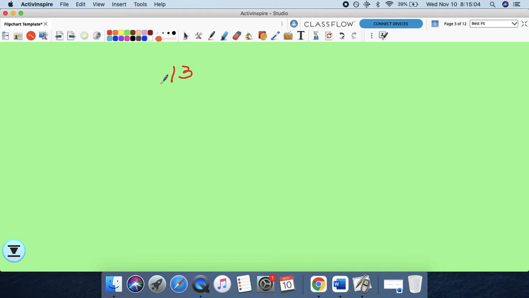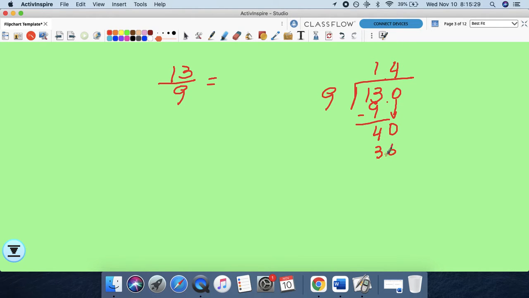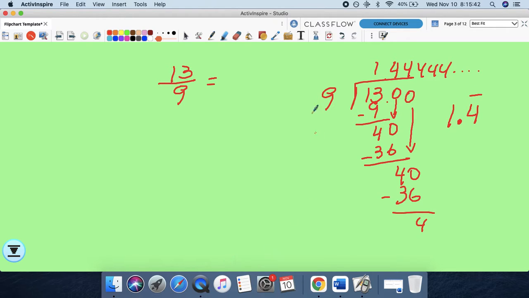Find the decimal equivalent of this. We're going to go once. 4. We're going to add a decimal. Bring that down. And it's going to be 4 times, because it's 36. Right? And then it's 4. And then we're going to bring another 0 down. So you notice that this is a repeating decimal. It's going to be 1.444444 forever and ever, which we can write like this.